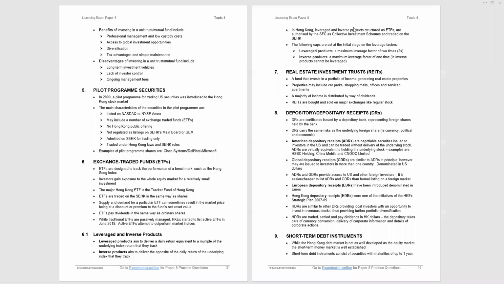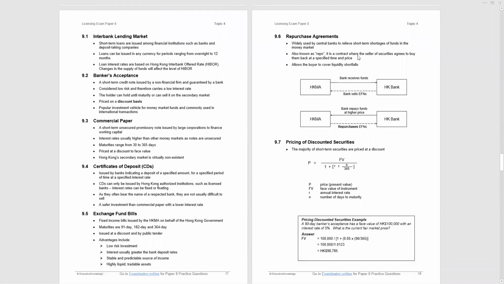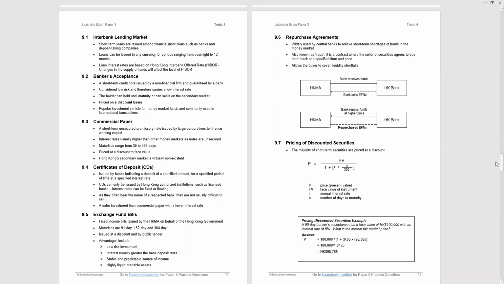Section 9, Topic 4 of Paper 8 takes us on to short-term debt instruments. Now, short-term debt instruments are traded on the money market, and they consist of securities with maturities of up to 1 year. They're referred to as short-term money market instruments. Now, what we have listed on page 17 are different types of short-term debt instruments.